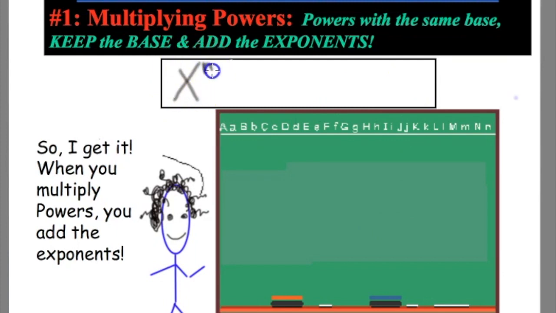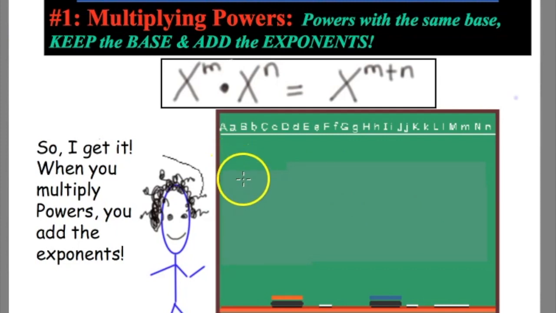So we have x to the m power. I'm going to use that as multiplication. It's multiplied by x to the n power. And according to the rule, we're going to keep the base because our bases here are the same. So we're going to keep the base and we're going to add our exponents, m plus n. This is our rule that we're going to use and apply it to some problems.